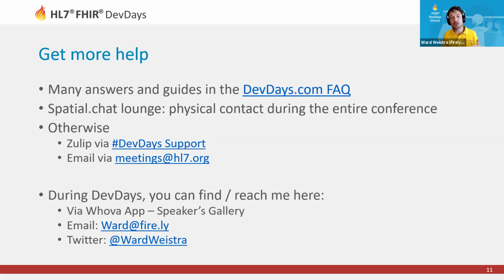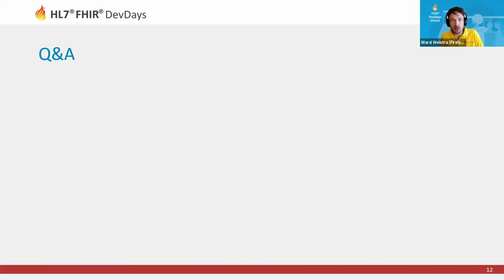If you run into anything which isn't answered there, always go to our spatial chat lounge if you can reach it still. Matthijs, as I mentioned, our support colleague is there and will always be able to help you, get you in touch with the right people, or advise you where to go, which specific session for your interest, these kind of things. And then via Zulip, we have also a special channel called DevDays Support, so you can ask us there. Or if everything is broken and only email still works, you can do meetings at hl7.org and reach out there. You can reach out to me if you have any specific questions to me via my email, Twitter, or via Whova directly. And I think with that, we open it up to the Q&A.